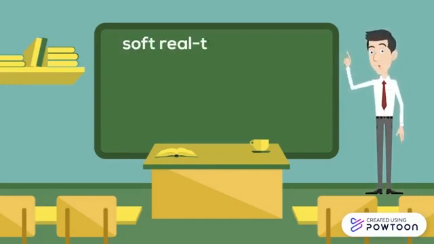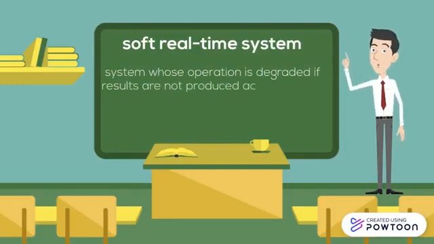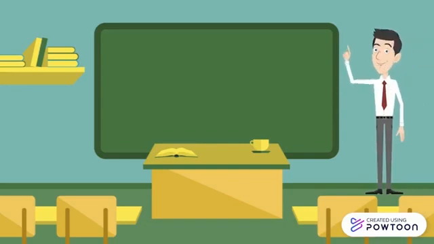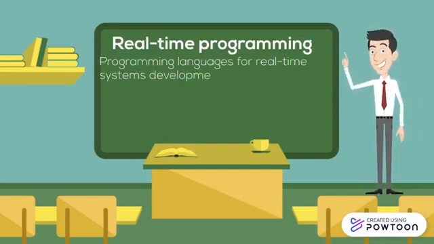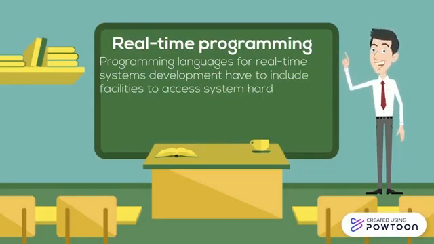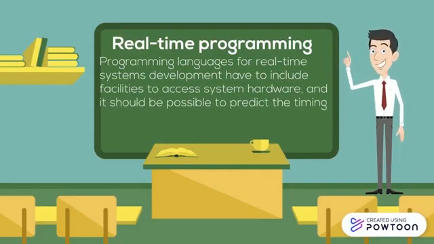Soft real-time system: a system whose operation is degraded if results are not produced according to the specified timing requirements. Real-time programming. Programming languages for real-time system development have to include facilities to access system hardware, and it should be possible to predict the timing of particular operations in these languages.